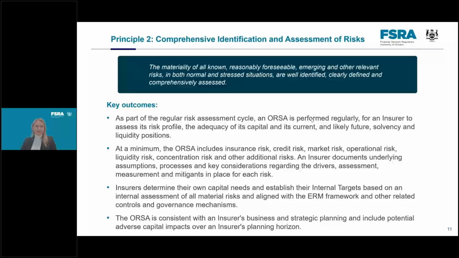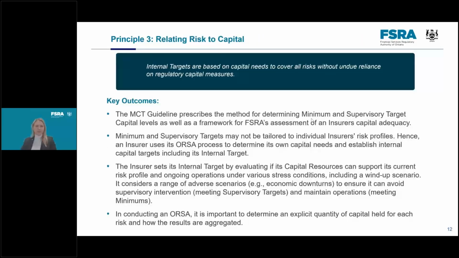Next slide, principle 3, relating risk to capital. So the key point for this principle is to not place undue reliance on the minimum regulatory capital measures. So we have our minimum capital test guideline, which is based on an industry-wide standard embedded into forms that P&C insurers across Canada submit to their respective regulators. It's a standardized test, but that may not be reflective of each insurer's circumstances. So what we're saying here is that when you're establishing your own internal capital target, reflect on your own operations, and for each risk you've identified, consider how much capital is required for your business.